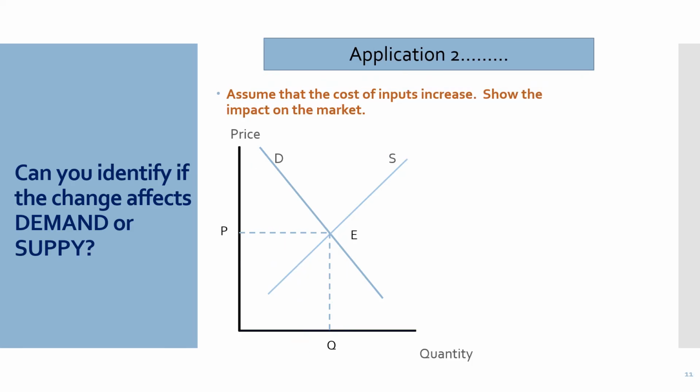Application 2, we've said here, assume that the cost of inputs increases. This is a factor that does not affect demand, it will affect supply, and it's going to cause a decrease in supply, so therefore my supply curve is going to shift to the left. So once again, in each case it was a decrease, and it's a leftward shift. So there we go. We now want to go and mark it. Always remember to mark your information.